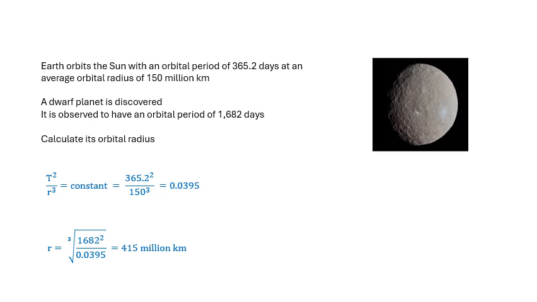And so I know the constant, so now I can work out r, and that's 415 million kilometers, which, if you look on that table, is somewhere between Mars and Jupiter. It's in the asteroid belt. And so this dwarf planet is actually called Ceres, and it's in the asteroid belt.